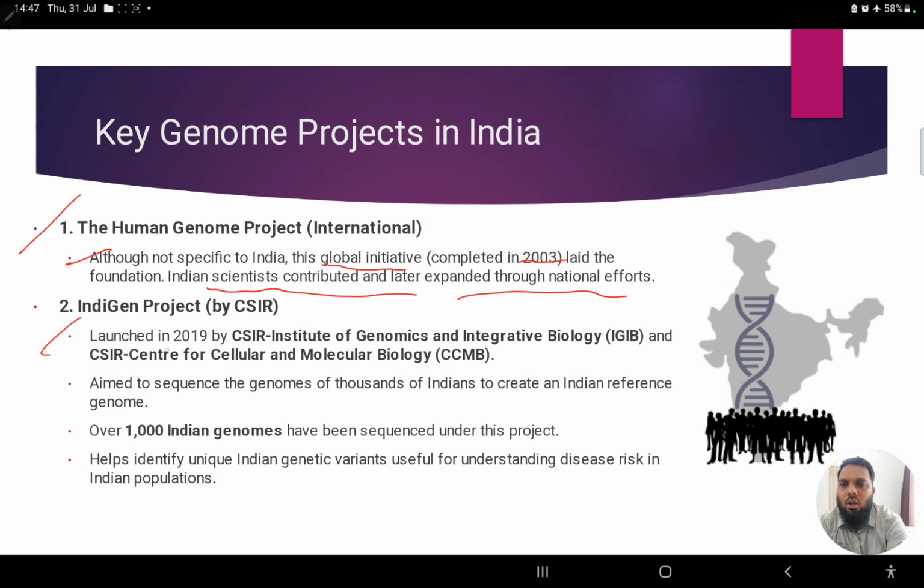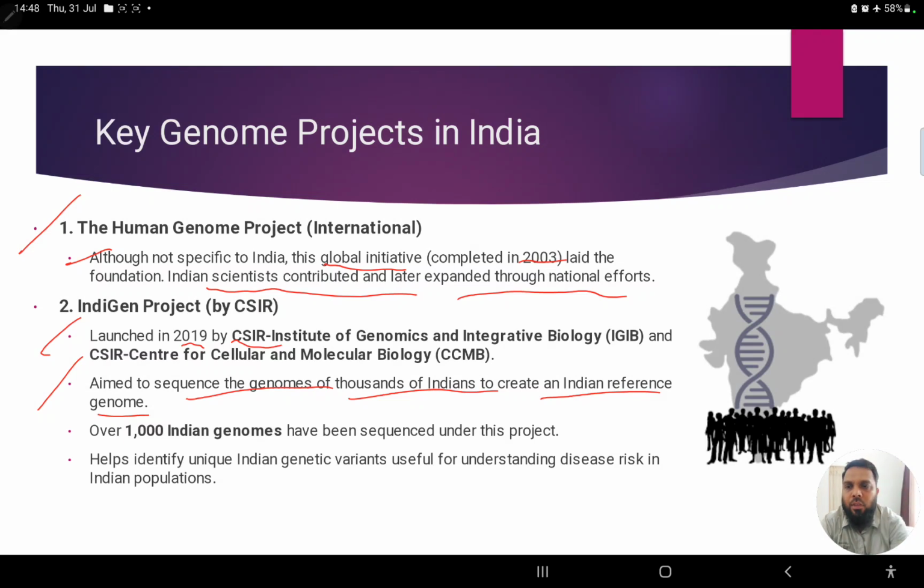This IndiGen project was launched in 2019 by CSIR Institute of Genomics and Integrative Biology. Right? CSIR is a very important institute. You need to know that. And apart from that, there is IGIB, that is Institute of Genomics and Integrative Biology. Then again CCMB, Center for Cellular and Molecular Biology. Right? All these things, the project is aimed to sequence the genomes of thousands of Indians to create an Indian reference genome.